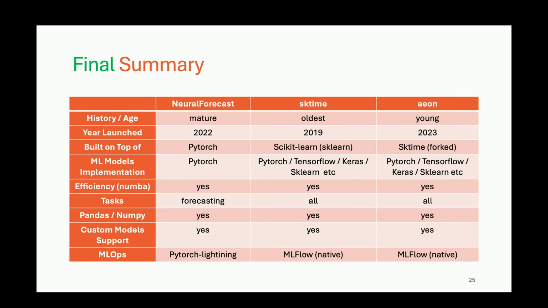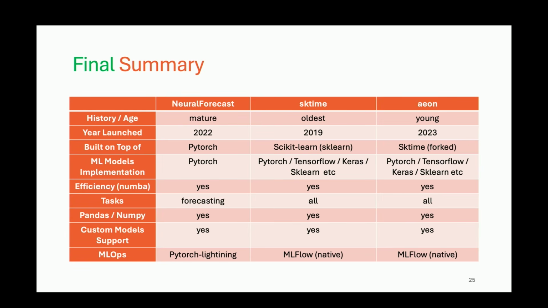Now the final summary. This final summary gives us a comparison of how the major libraries look side by side. You can see NeuralForecast is a new library, but still a mature one. Sktime is the oldest, and it's a pretty established library. Aeon is quite young. It is built on top of Sktime, but it's rapidly developing. NeuralForecast is built on top of PyTorch. Sktime is built on top of basically scikit-learn. And Aeon is basically forked from Sktime recently, and they're working to develop it.